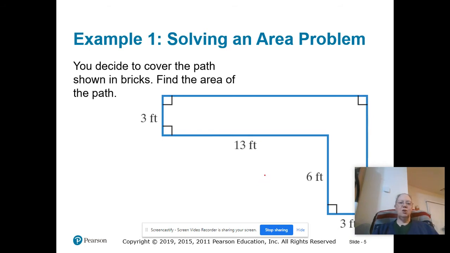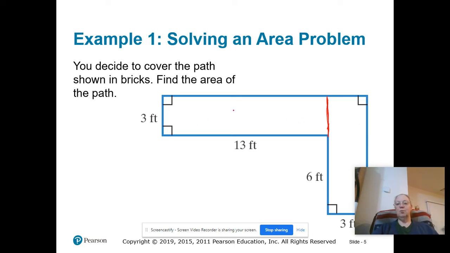All right. So you decide to cover the path shown. So this is our path right here, and we want to cover it in bricks. And we need to find the area in order to determine how many bricks we're going to need. Because this is not a standard shape, we are going to have to divide the shape up into shapes that we do know how to find the area of. So I'm going to draw a line right here, which will give me two different rectangles.